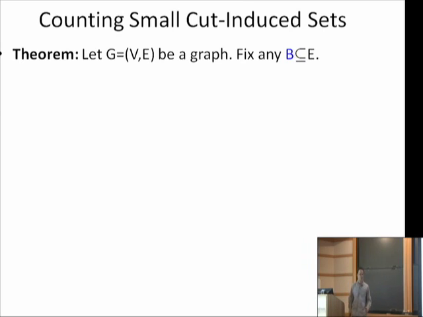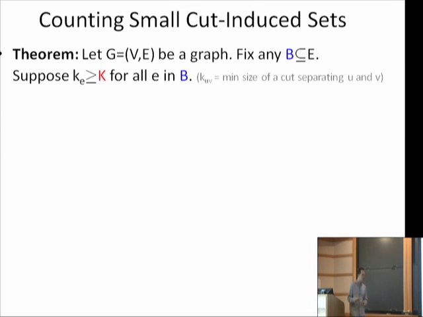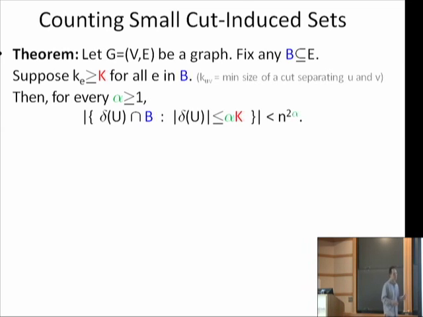OK, so here's the formal statement of the mouthful. Suppose I have any graph G and fix any subset of the edges B, the blue edges. And suppose that for every blue edge, its connectivity is at least capital K. So this is a lower bound on the connectivity of any blue edge. Then the statement is that for any factor alpha, the number of cut-induced sets, so here cut-induced sets means with respect to these blue edges, which you could think of as, say, being a connectivity class, the number of cut-induced sets induced by a cut of size at most alpha k is at most n to the 2 alpha. OK, so that's the formal statement.